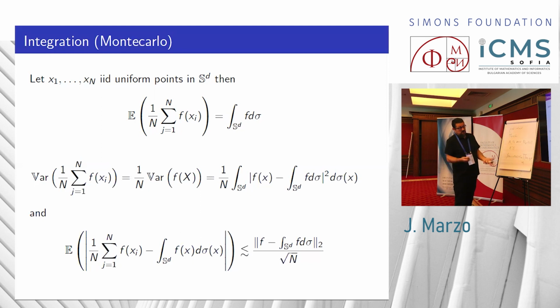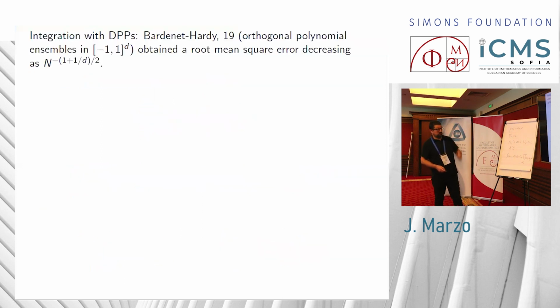Then it's quite natural to think about, or try to see, what's going to happen with these other determinantal point processes. As we know, at the end they are nicely distributed uniformly, so they integrate at least one. So it's a reasonable thing to try. And this was actually an idea of Bardenet and Hardy, who tried to compute all these things in the case of some orthogonal polynomial ensembles in the unit cube. And they obtained this result, so this error was decreasing like this. So it's better than in the Poisson case, as was expected.